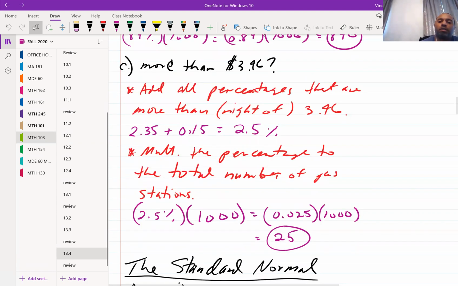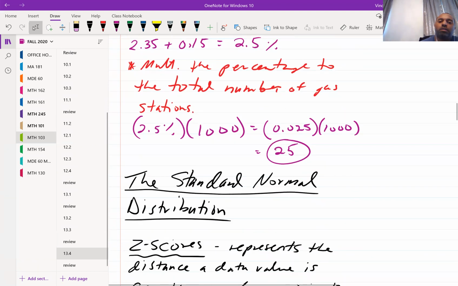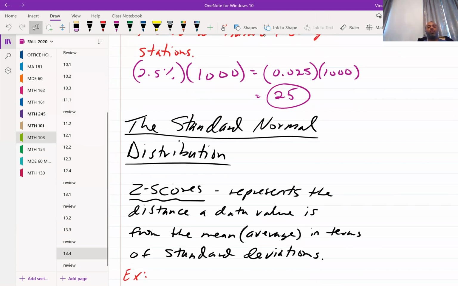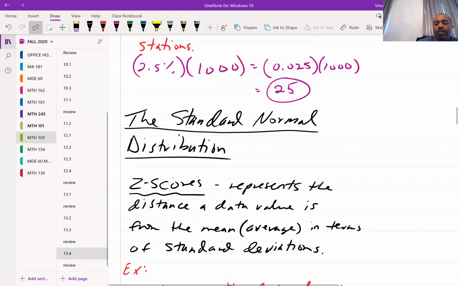All right. So the standard normal distribution is going to be our Z-scores. The Z-score represents the distance the data value is from the mean in terms of standard deviation. So before, using the empirical rule, we looked at going 1 standard deviation out, 2 standard deviations out, or 3 standard deviations out. The Z-score allows you to be more precise, and you can compare your data values by going 1.23 standard deviations or 0.96 standard deviations out.